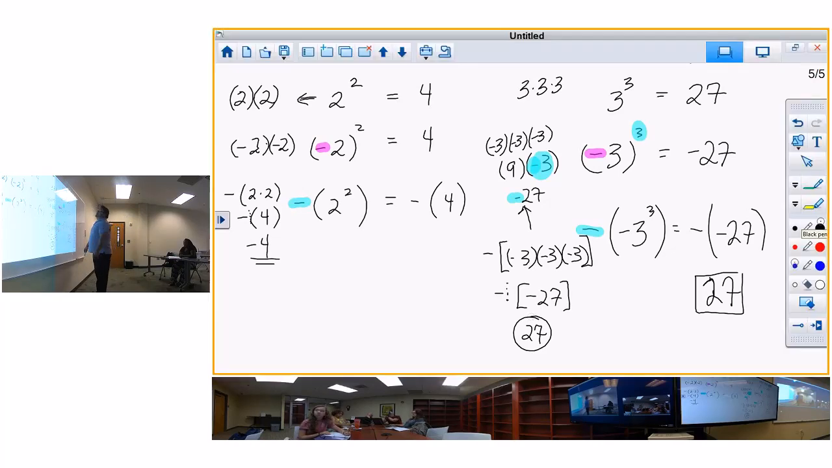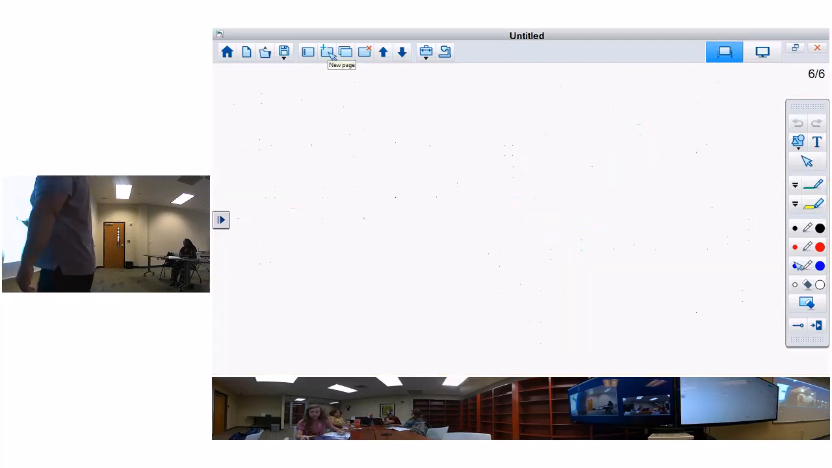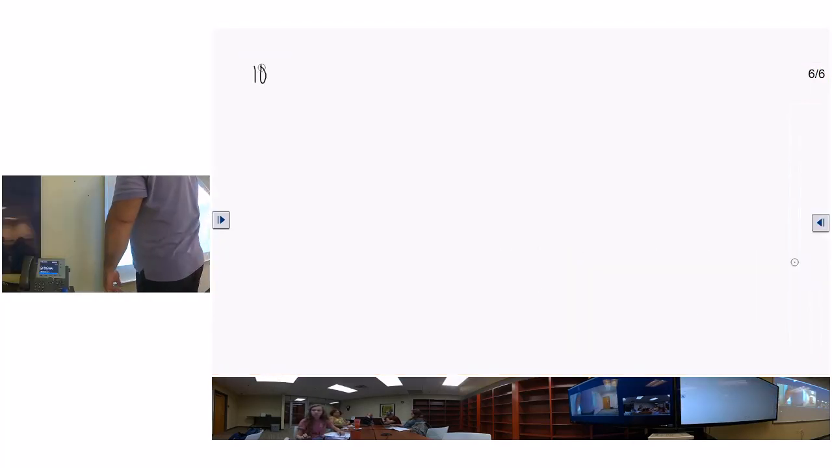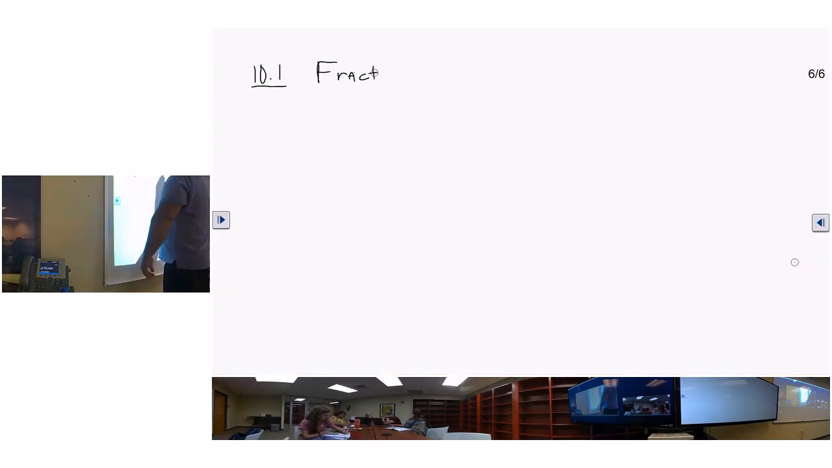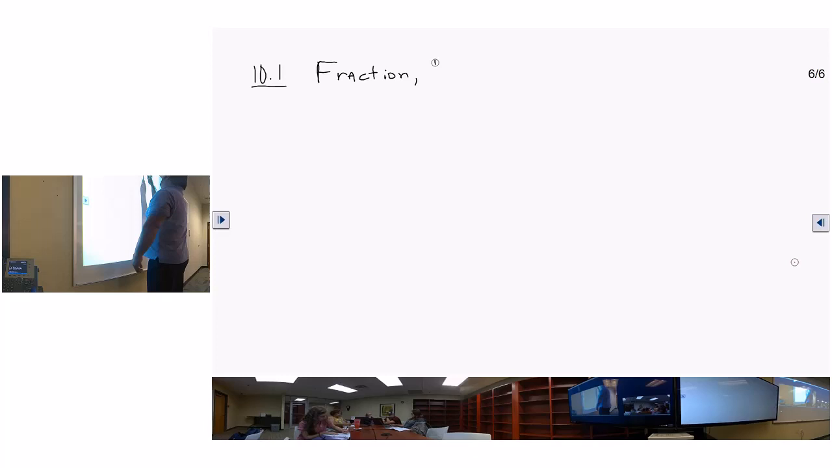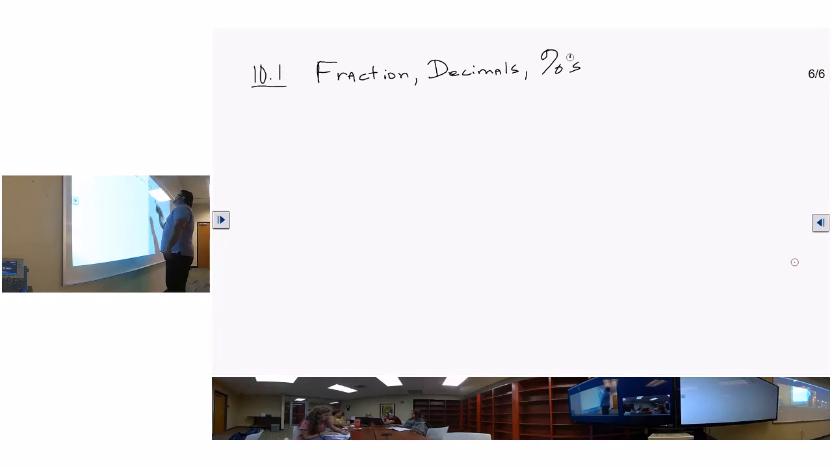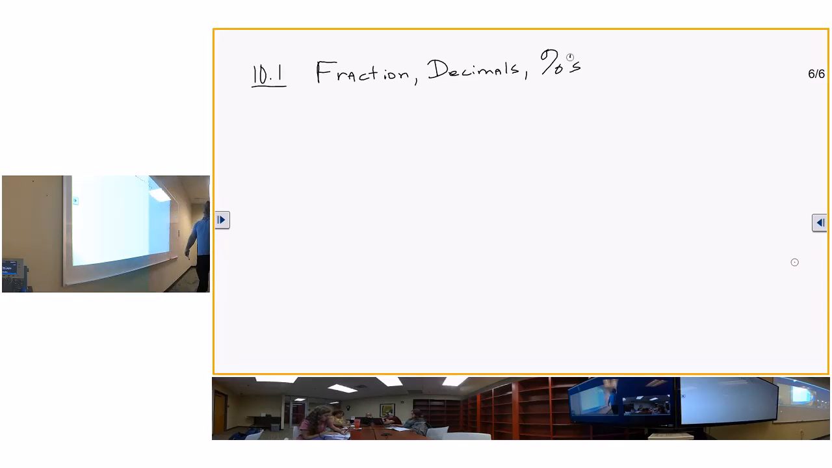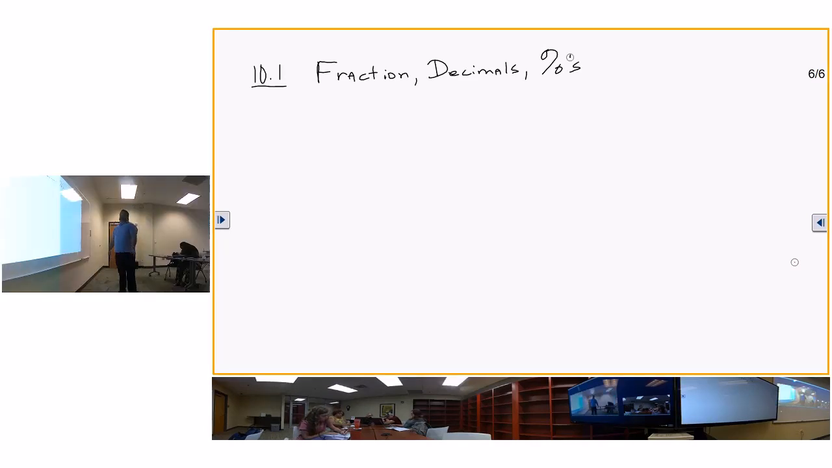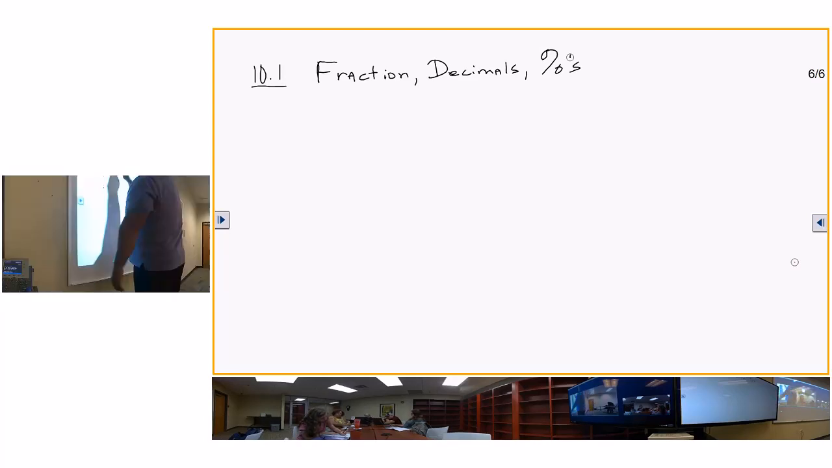Okay. Now, 10.1. 10.1 is what we call fractions, decimals, and percents. Now, I do realize that most of y'all know how to work with fractions, decimals, and percents, but I do go over it for those people that are kind of wishy-washy on it.